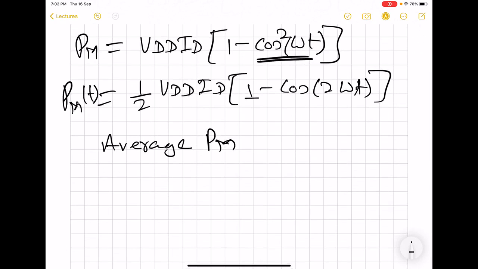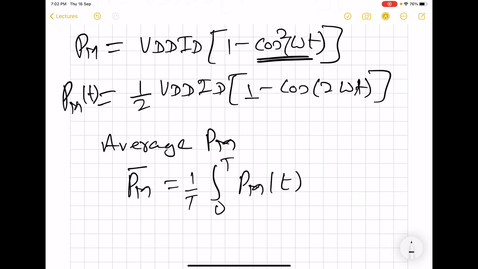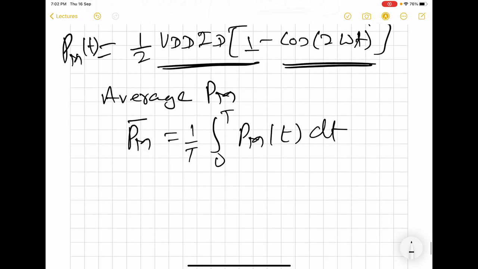Now, if you find the average value, then we will have to find the average of this over one time period. So when we find the average of this, we see that the average of this part is going to be as it is, but the average of this is going to be 0. So what will happen is this will be simply equal to 1 by 2 VDD ID.